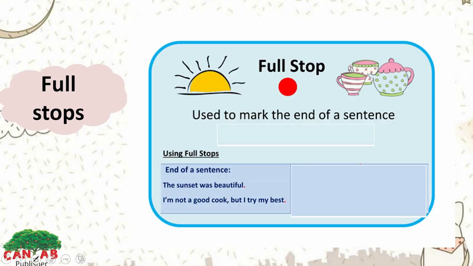Full stops. What are full stops? We use a full stop to mark the end of a sentence. Like, the sunset was beautiful. You can see at the end of the statement or any sentence, we use a full stop. I'm not a good cook, but I try my best. You can see the full stop here. When the sentence is complete, we add a full stop at the end of it.